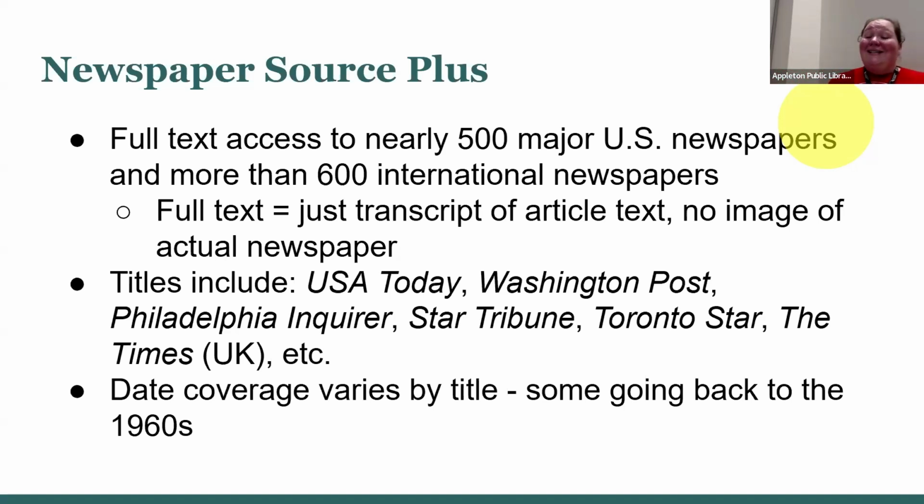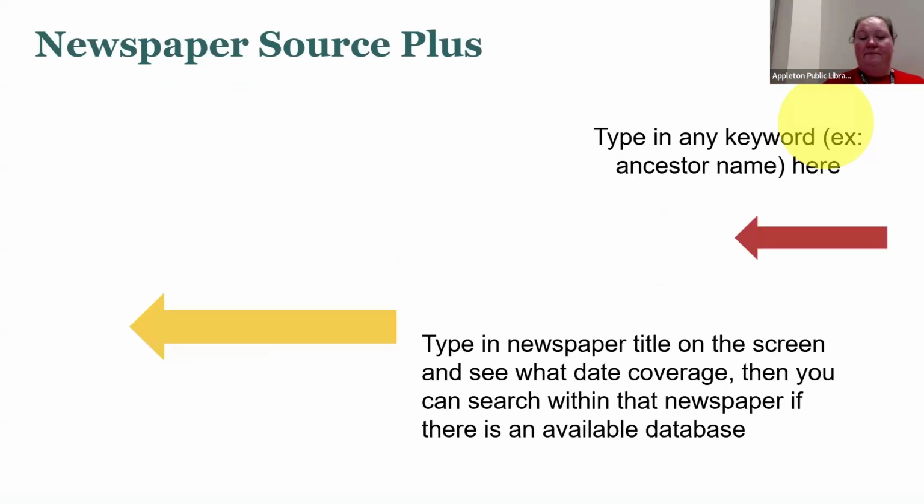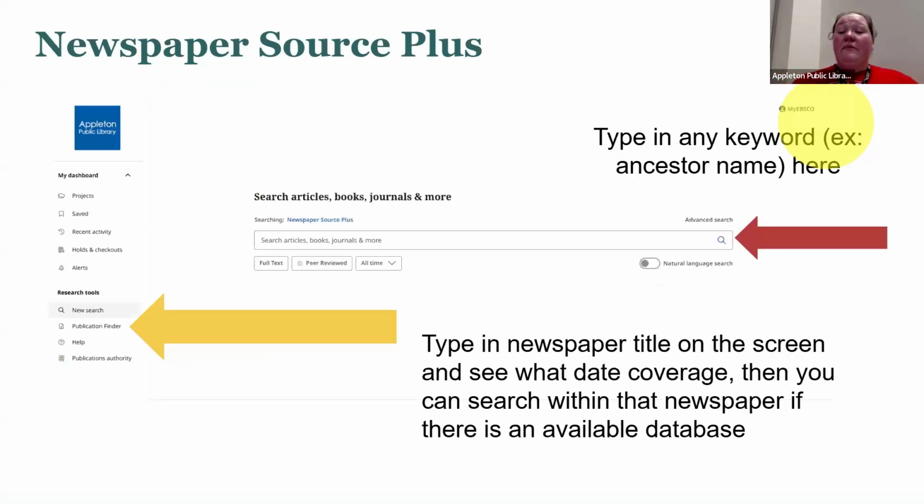Some titles include USA Today, Washington Post, all these other big national and international newspapers. The date coverage is going to vary depending on what title it is. Some go back to the 1960s, some might only go to the 90s. It really is varied. So this is where you can search. So in that search box, you can type in any keyword like your ancestor's name right here.